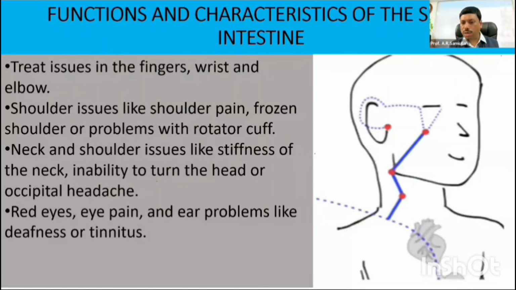So now we are talking about the small intestine meridian. Through the small intestine meridian, what treatments can be done? Treat issues with the fingers, wrist, and then elbow. Then shoulder issues like shoulder pain, frozen shoulder, and problems with the rotator cuff. Neck and shoulder issues like stiffness of the neck, inability to turn the head, or occipital headache. Red eyes and ear-related disorders can also be treated by activating these points.